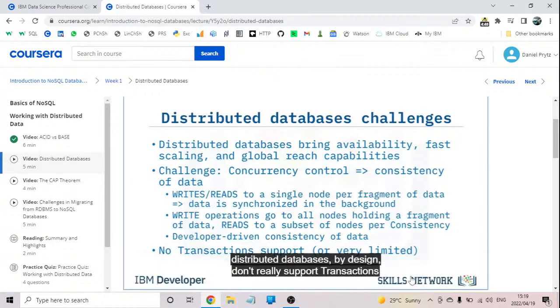Challenges of a distributed system. Bring availability, fast scaling, and global reach capabilities.